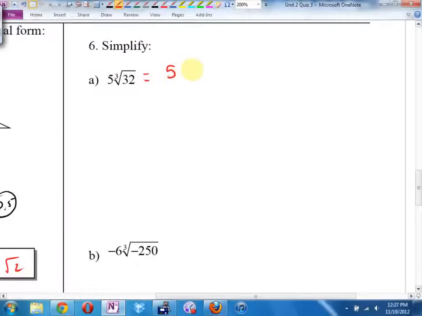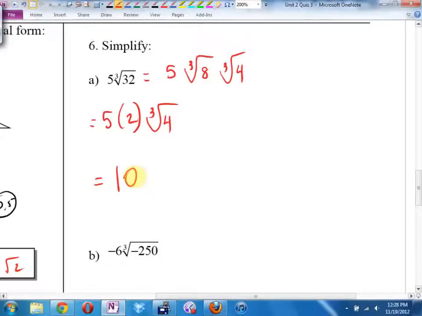This is 5, cube root 8, cube root 4. Still cube root 32. This is 5, what is the cube root of 8? 2, cube root 4. You know what? Final answer, half mark for a 10, half mark for a cube root of 4.